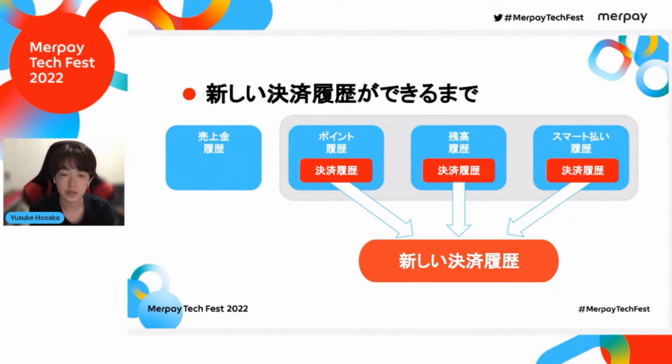As I mentioned, you can't use the cells as they are. Sales history is not included either, because you have to buy points to use Merpay, so the contents of the sales history are not included in the new payment history. The payment histories of the point history, balance history, and smart payment history are combined to create a new payment history.